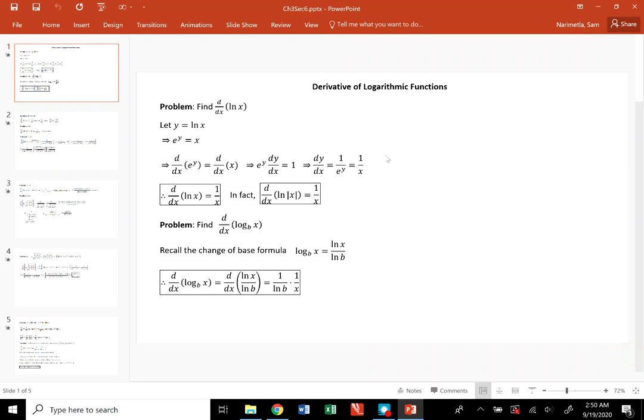Chapter 3, Section 6, that's going to be the focus. And it's about derivatives of logarithmic functions. Whoa, let's see what this is all about.